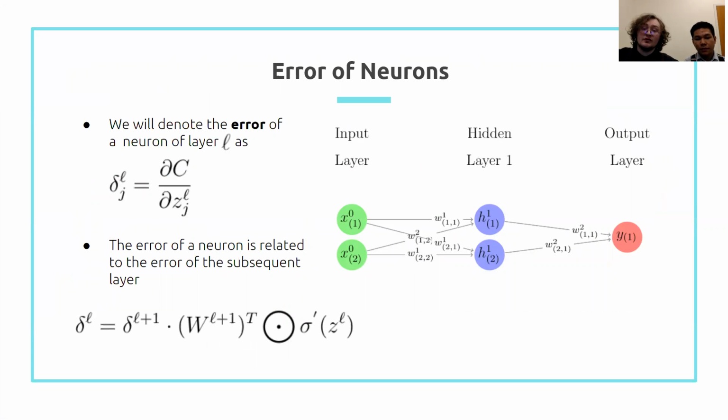We'll denote the error of a neuron as delta L sub j, where this is a partial of the cost function with respect to the input of the jth neuron of the lth layer. If we expand this and vectorize this for the whole layer, we'll see that our error is related to the error of subsequent layers. So if we minimize the error of previous layers, this will increase our performance of the subsequent layers and then our output, which will yield a higher accuracy and a lower cost.